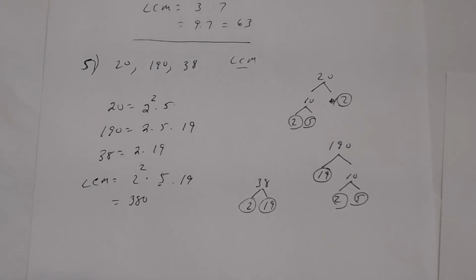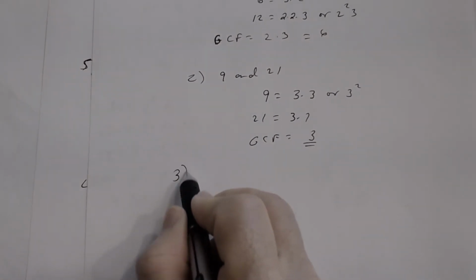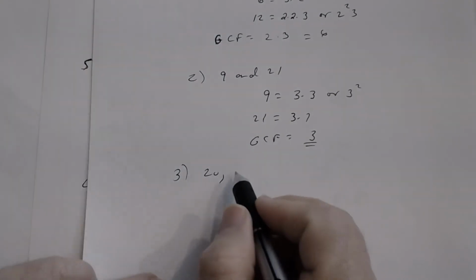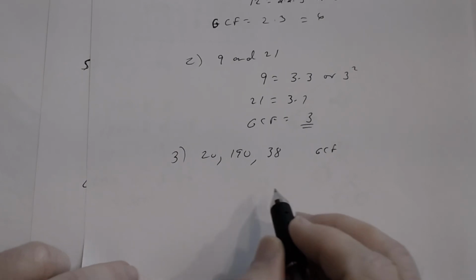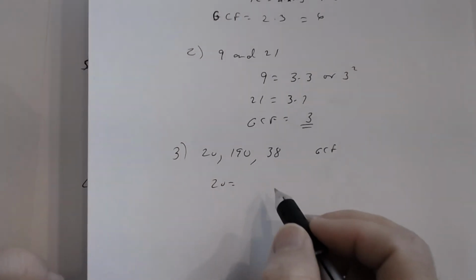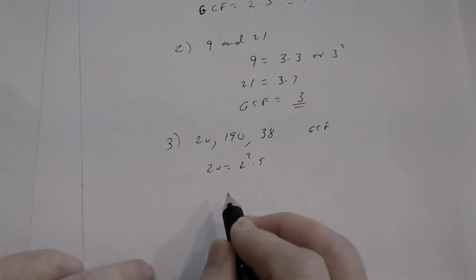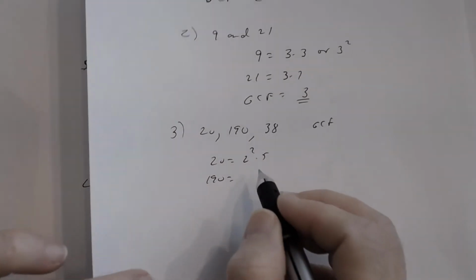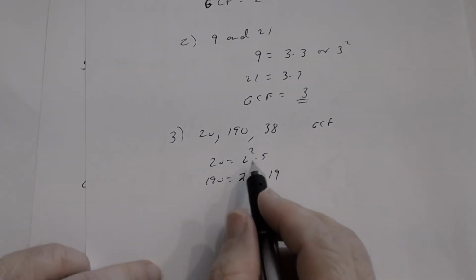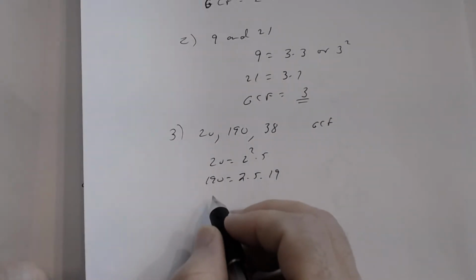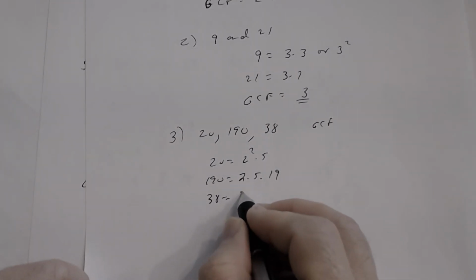All right, let's look at number 6. Oh, by the way, suppose I want to find the greatest common factor. Let's see if you can do that now. I'm going to say the greatest common factor of 20, 190, and 38. The prime factorization of 20 is 2 to the second power times 5. 190 is 2 times 5 times 19. Remember, prime factorization is a product of prime numbers. And 38 is 2 times 19.